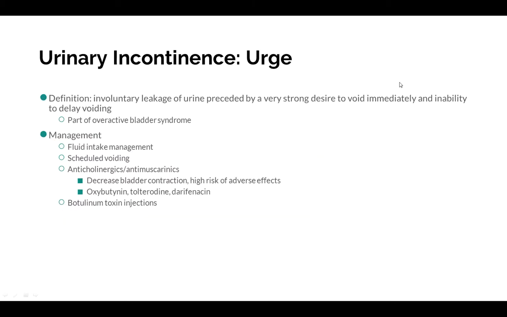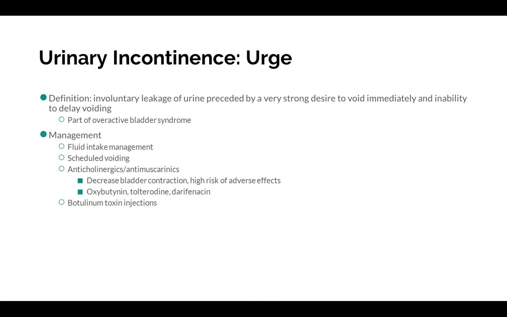Urge incontinence is when the patient gets a strong desire to void and then cannot delay doing so, and so then they get a quick leakage of urine. This is usually or often part of overactive bladder syndrome. This one is treated more with behavioral techniques, so managing fluid intake, scheduling your voiding so that the bladder doesn't get too full. And then there are some medications that can be used, such as anticholinergics and antimuscarinics.